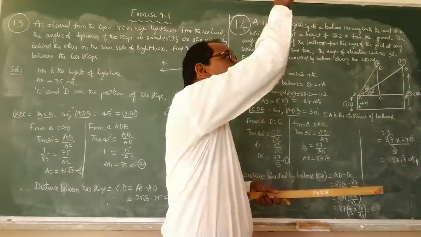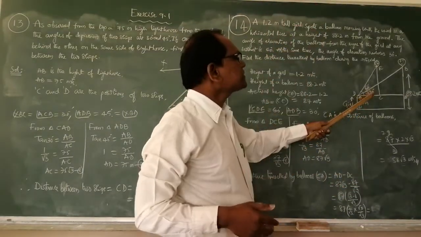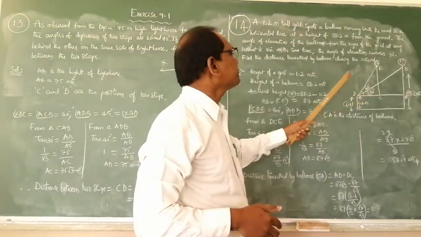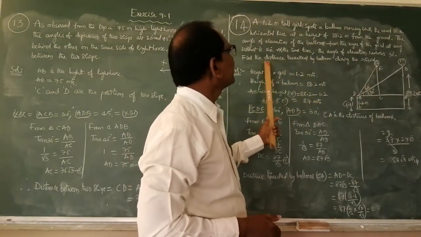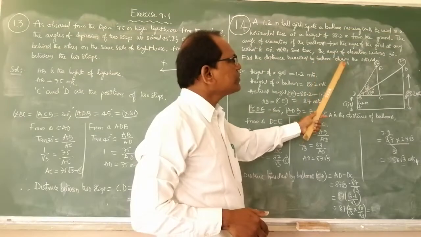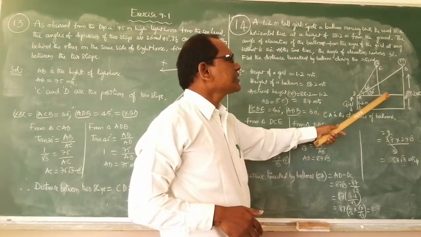The angle is going to be reduced. It is passing from one place to another place, so the angle is reducing after some time. So we have to find the distance traveled by the balloon during the interval, that is CD.